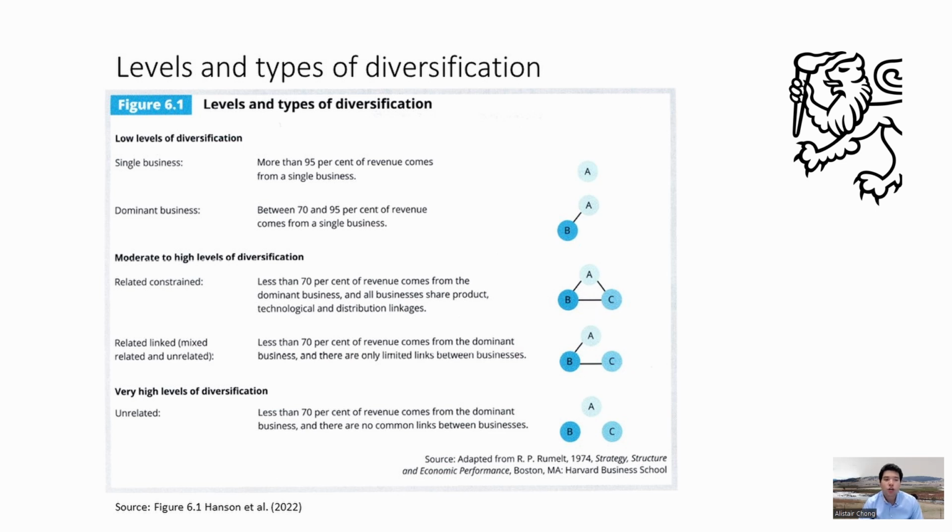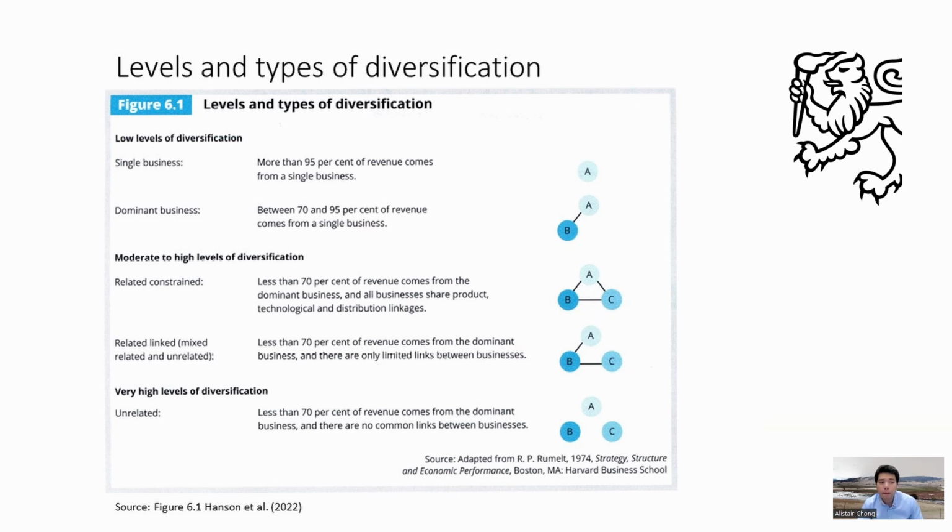You can see that most of the revenue comes from a single unit or single business within single business diversification, and very little comes from a second or alternative source of income from a dominant business. So examples of this may be you're a car sales company and you get a little bit of business from selling parts.